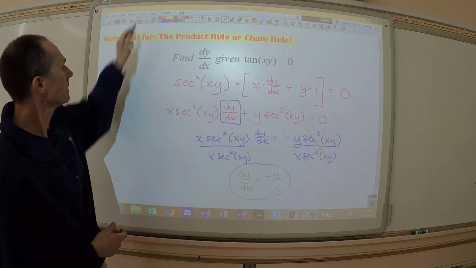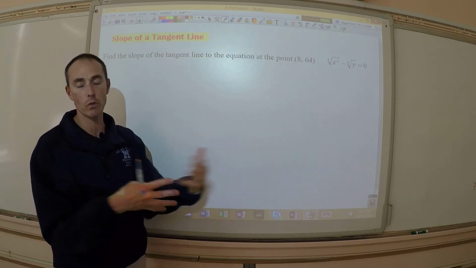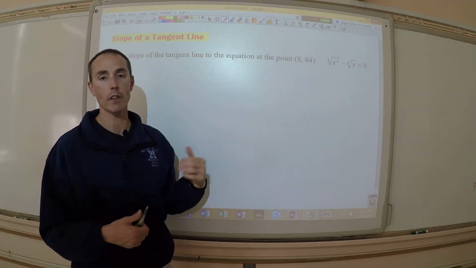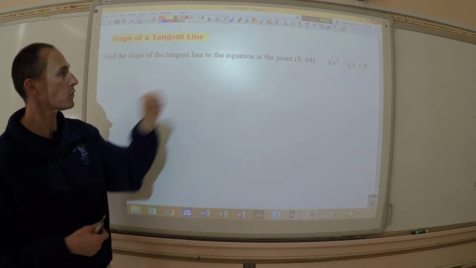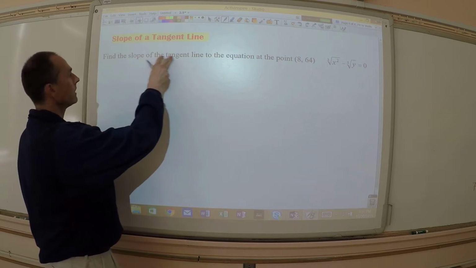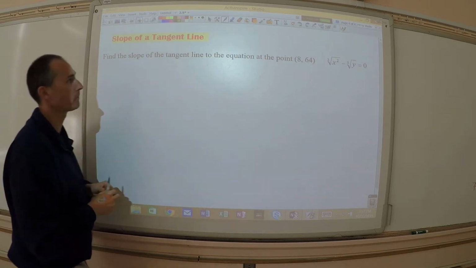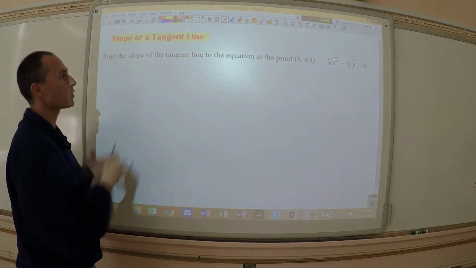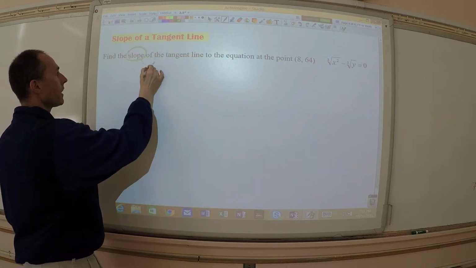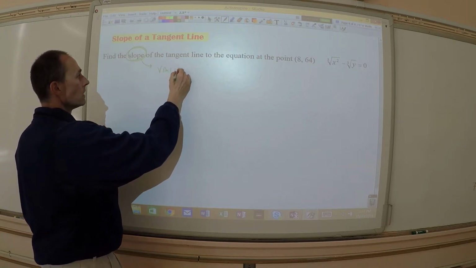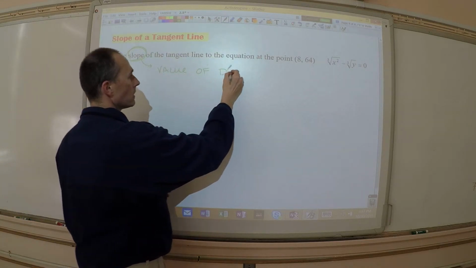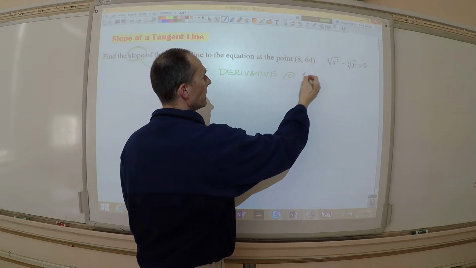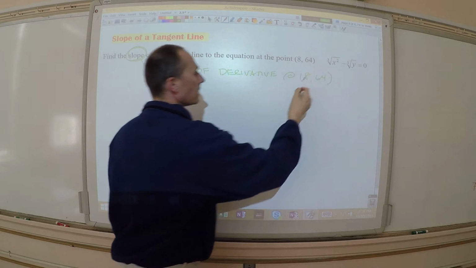Okay, finally, let's take a look at how we can extend some of the things we've talked about in the past. So we can still write equations of tangent lines even though we have implicitly defined functions. So let's finish with this one. They're asking us to find the slope of a tangent line to this equation at the point (8, 64). So the slope really is code word for us having to find the value of the derivative at (8, 64).